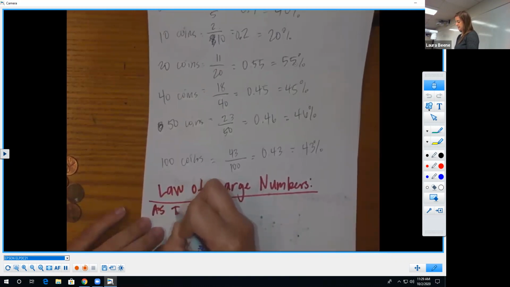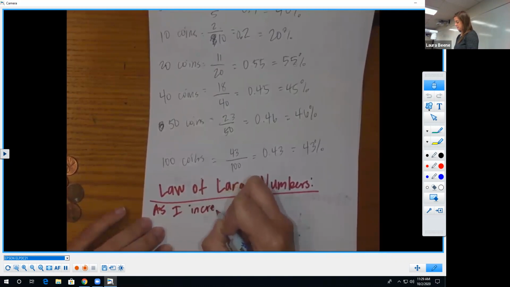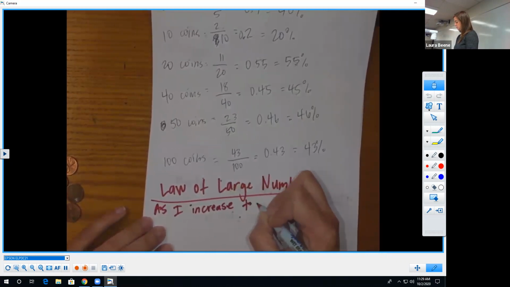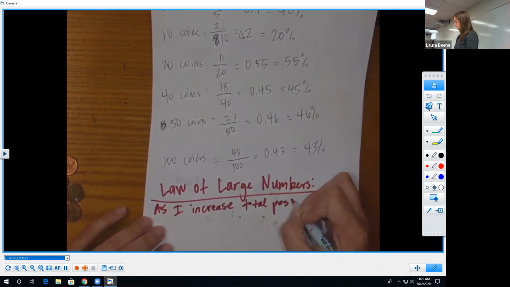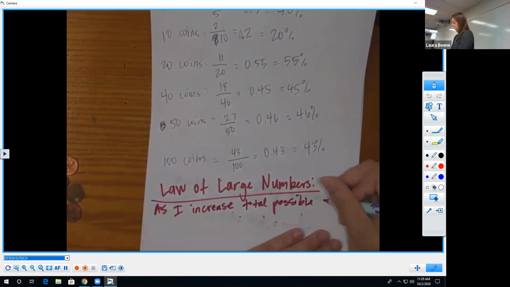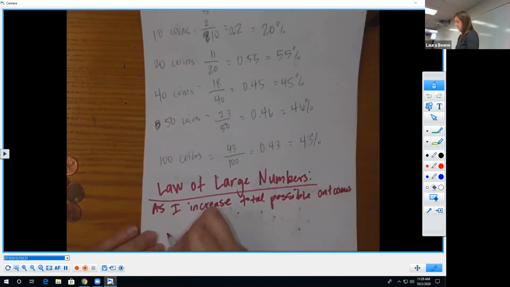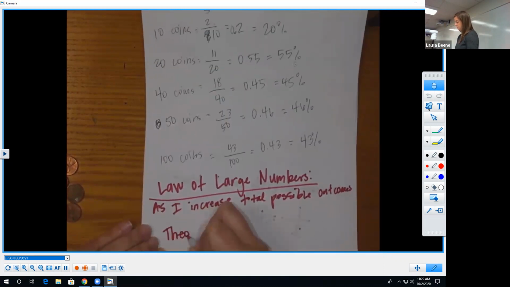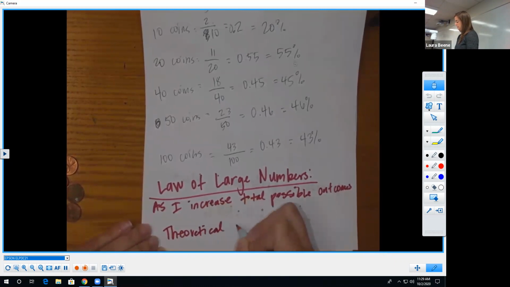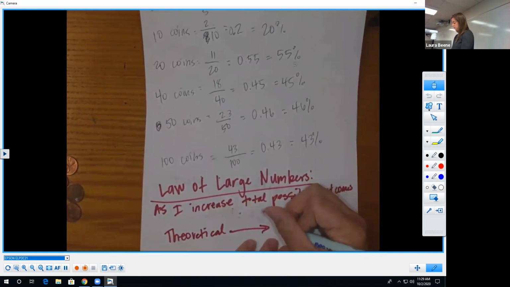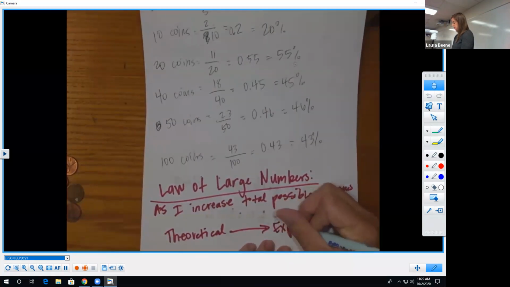As I increase total possible outcomes, the theoretical probability will get closer to the experimental probability.